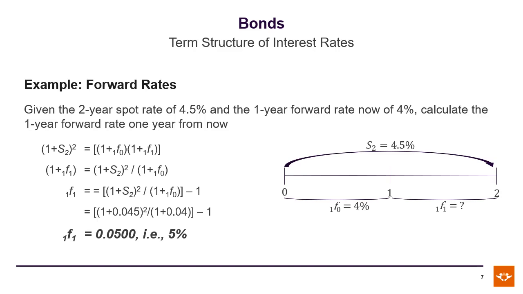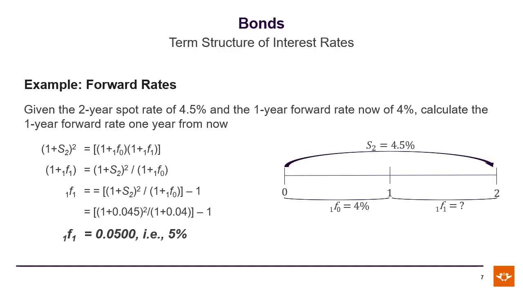So if we look at the diagram on the right, the S2 is 4.5% per annum. So for each year, from 0 to 1 and from 1 to 2, it's 4.5% per year. And in the first year, looking at the forward rate we've been given is 4%, and they'd now like us to calculate the forward rate for the second year. So if we go through our calculations using our formula, realize that the forward rate in the second year is 5%. And if we do our geometric averaging, we end up with 4.5% in each year.